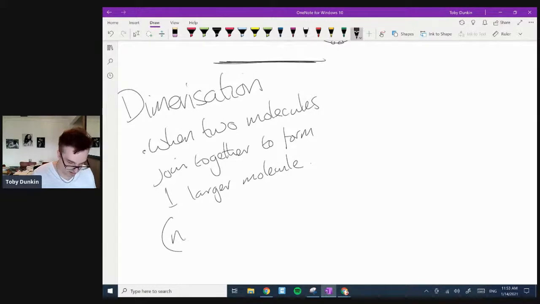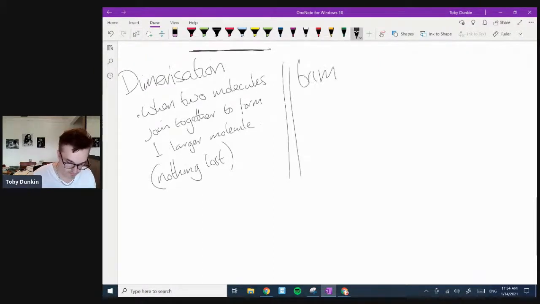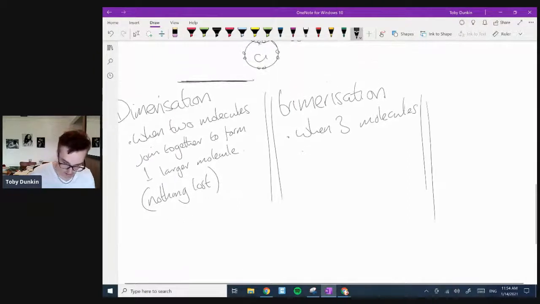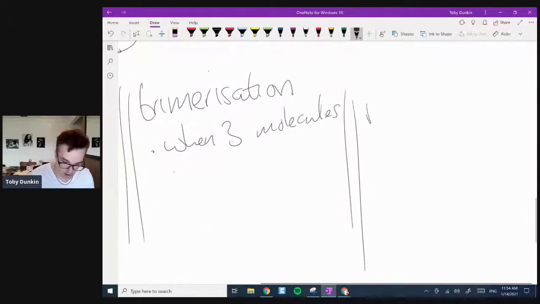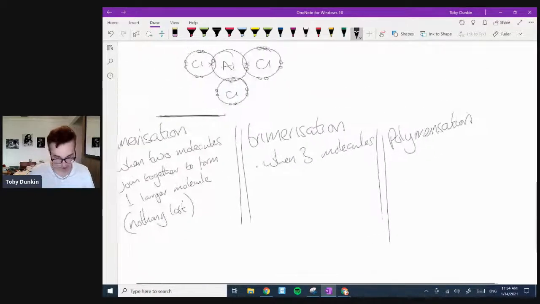I do like to add in nothing lost. They just link together. There's no other product from this. You can also have, by the way, trimerization: when three molecules link together, join together to form one larger. And then you can also have, from GCSE, polymerization, where many molecules join together to make one larger molecule.